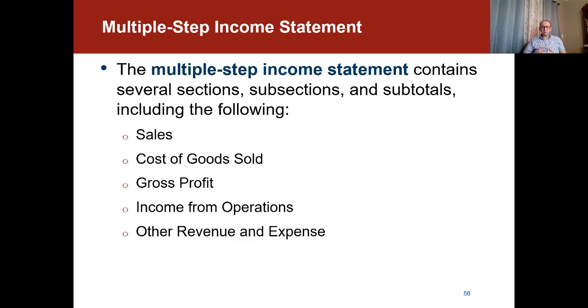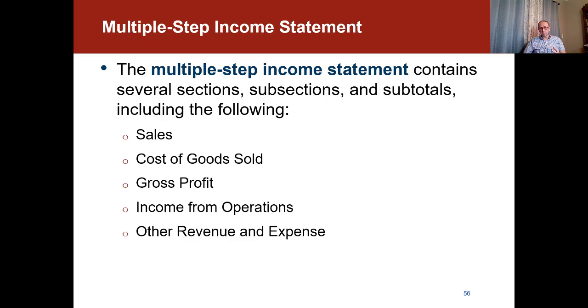In the very first chapters, we covered the income statement in a way that was very simple, where we've seen revenues minus expenses. In merchandising businesses, the income statement would get a little bit different because there's cost of goods sold involved. So we're going to start with a multiple step income statement, and in the multiple step income statement, as the name implies, there is more than one step that we have to follow. So it contains several sections, subsections, and subtotals, including the following items.